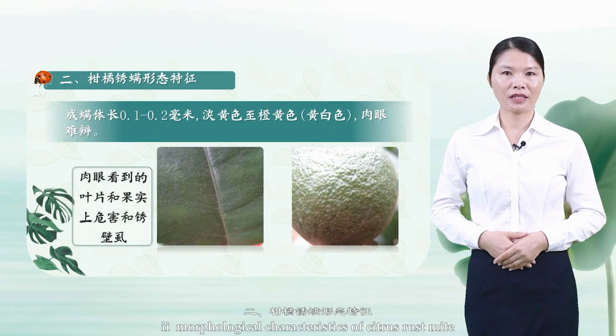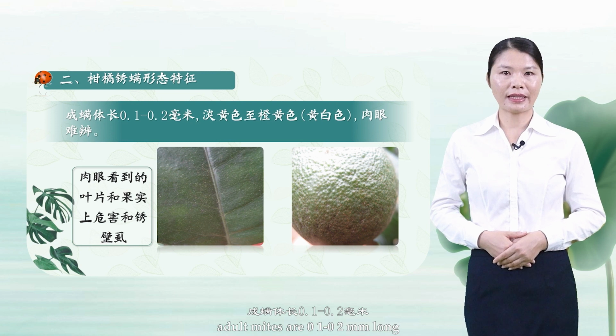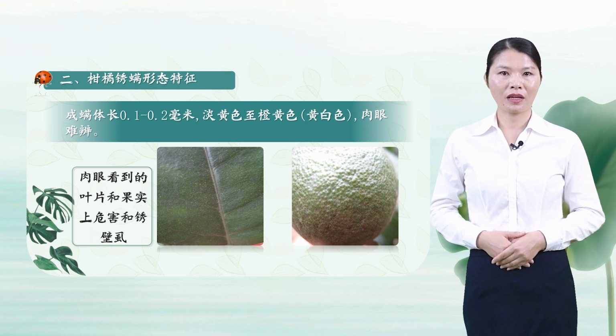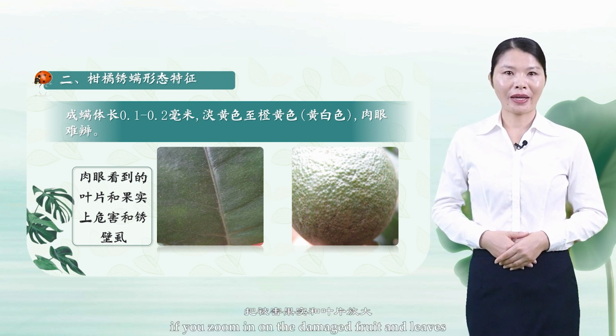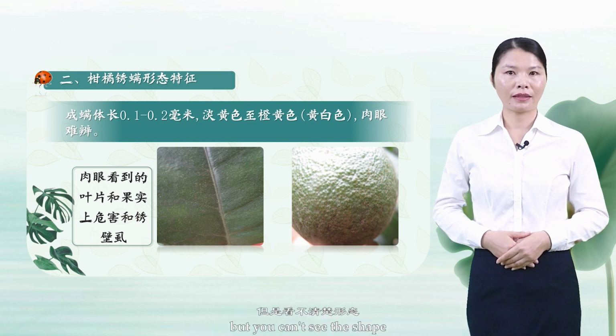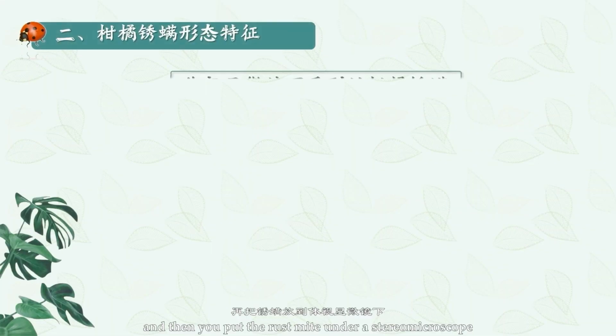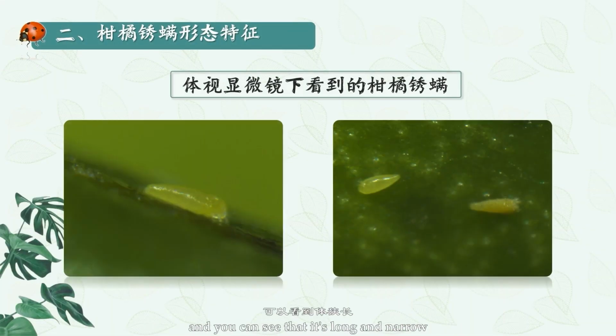2. Morphological characteristics of citrus rust mite. Adult mites are 0.1 to 0.2 mm long, pale yellow to orange-yellow or yellow-white. Hard to distinguish by the naked eye. If you zoom in on the damaged fruit and leaves, you can see a lot of small spots on the surface, but you can't see the shape. And then you put the rust mite under the stereo microscope and you can see that it's long and narrow, and pale yellow or orange.